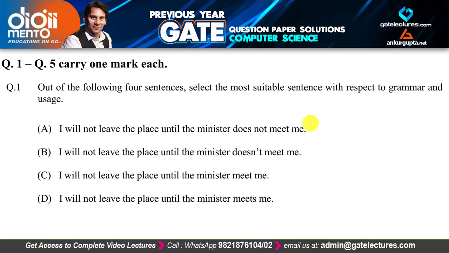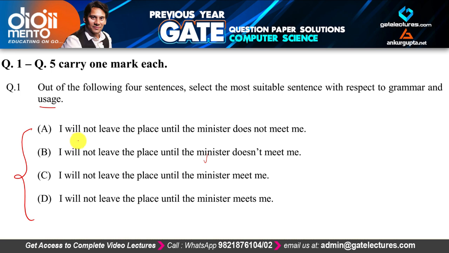Okay, now we'll be taking the first 5 questions first. So these are the first 5 questions. All these questions are of 1 mark. So the first question is saying, out of the following 4 sentences, select the most suitable sentence with respect to grammar and usage. So they're asking in which of the following sentences the correct grammar has been used.